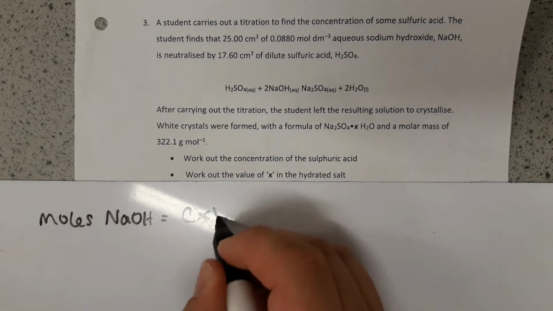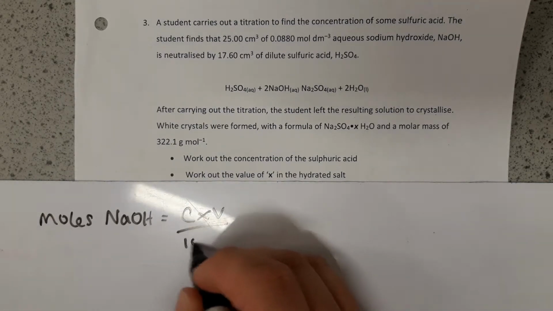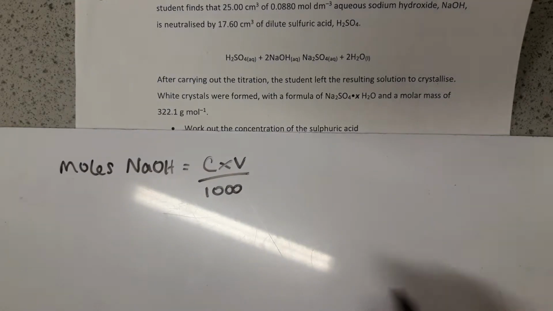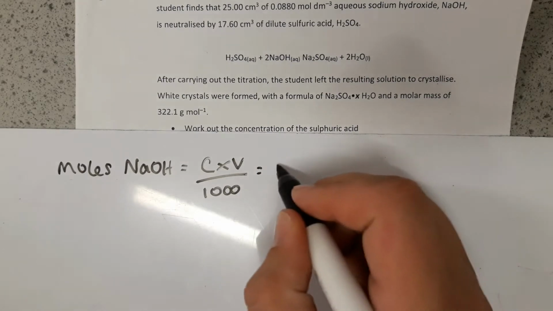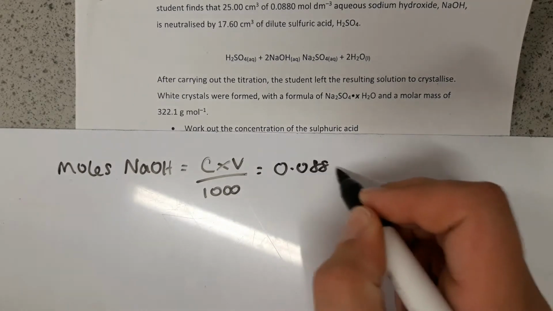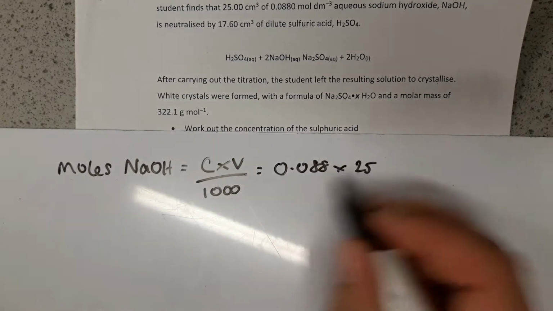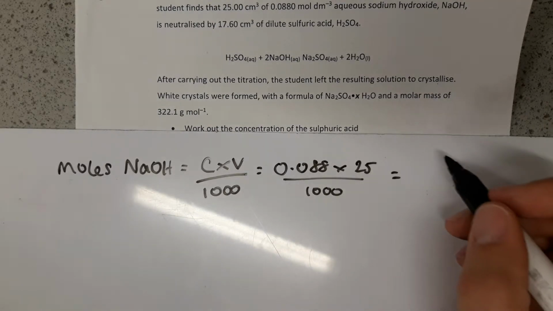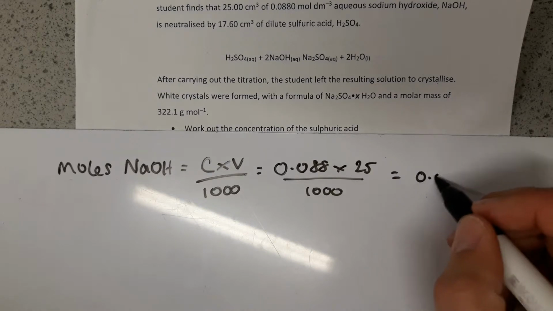It's concentration times volume divided by 1,000. Apologies for the reflection of the lights there. Let me just move it up a little bit. So concentration is 0.088 times the volume, 25, divided by 1,000. That gives me a number of moles of sodium hydroxide of 0.0022.